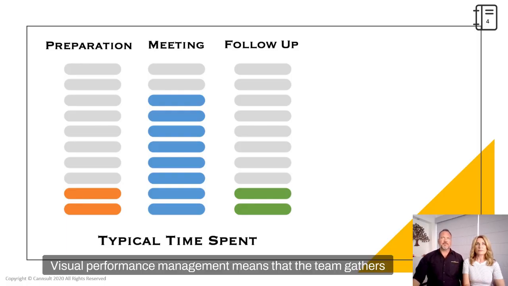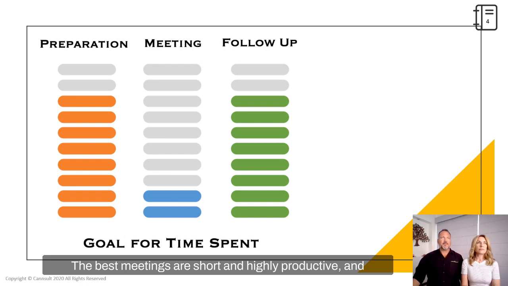Visual performance management means that the team gathers around relevant and timely data on a frequent basis, daily or at least weekly, to review the performance and to respond as needed. Typically, most people view meetings as a place where the action occurs. There is generally very little time spent preparing for the meeting, and very few follow-up tasks are assigned. The best meetings are short and highly productive.